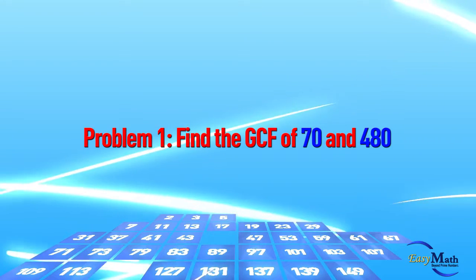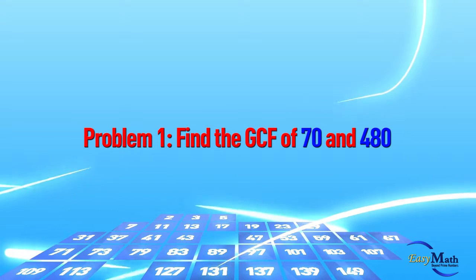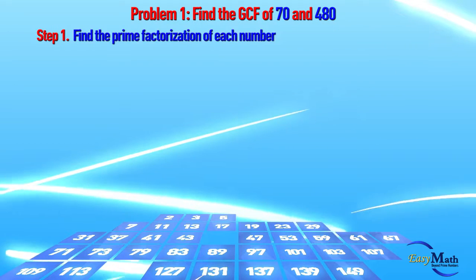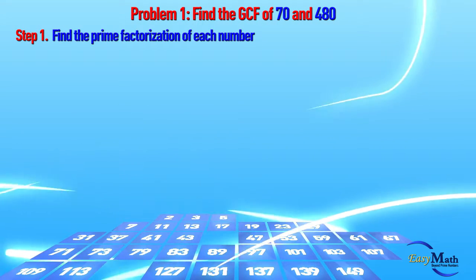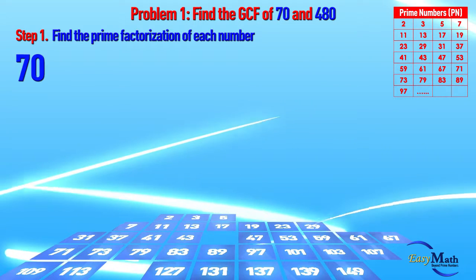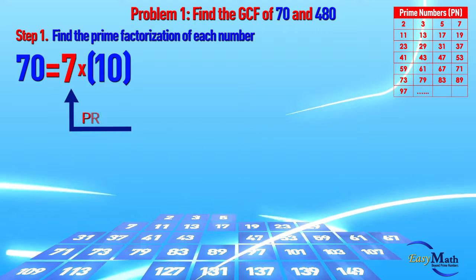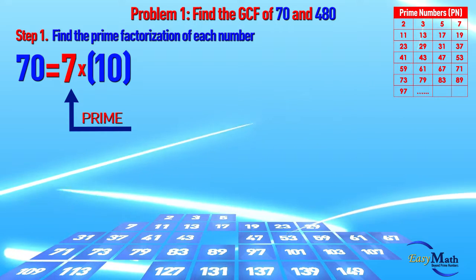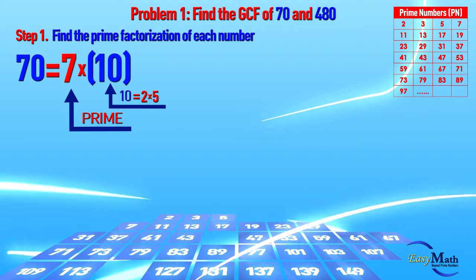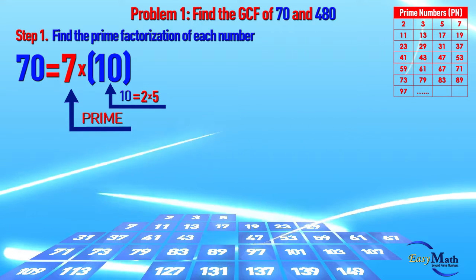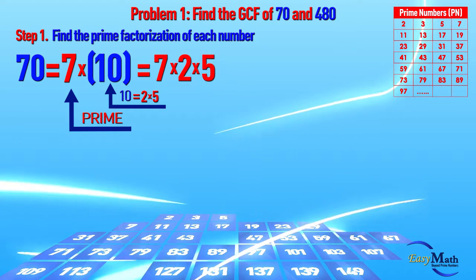Problem 1. Find the GCF of 70 and 480. Step 1. Find the prime factorization of each number. 70 equals 7 times 10. 7 is prime, but 10 can be broken down into 2 times 5. So 70 equals 7 times 2 times 5.